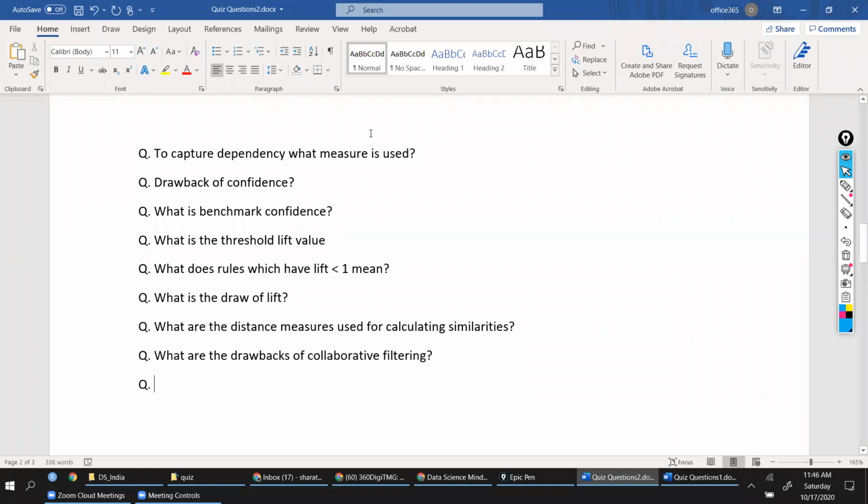Next, how can you differentiate collaborative filtering from association rules? Generalized, personalized, okay.